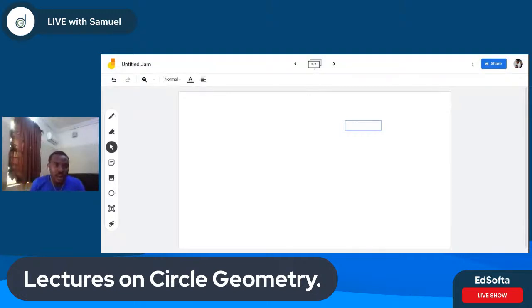I would show an illustration right about now. The angle in a semicircle is 90 degrees. So let's take a look at that, and just see how that will turn up.